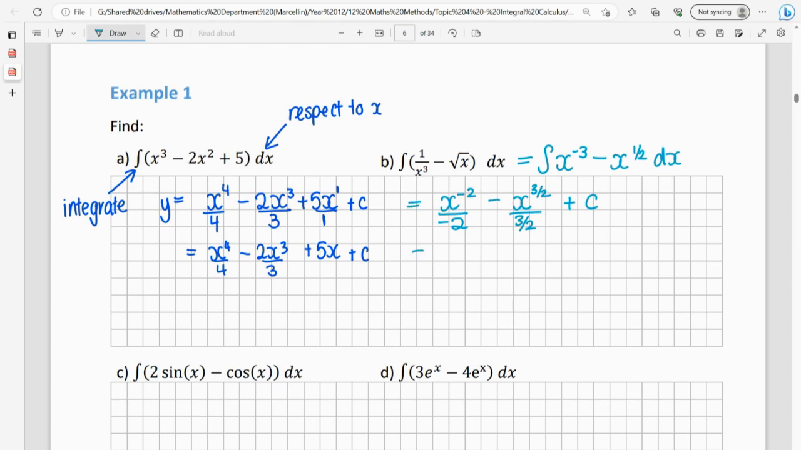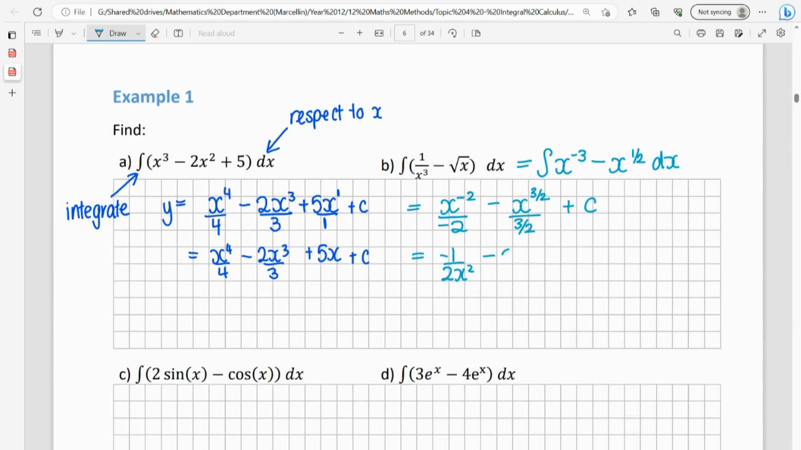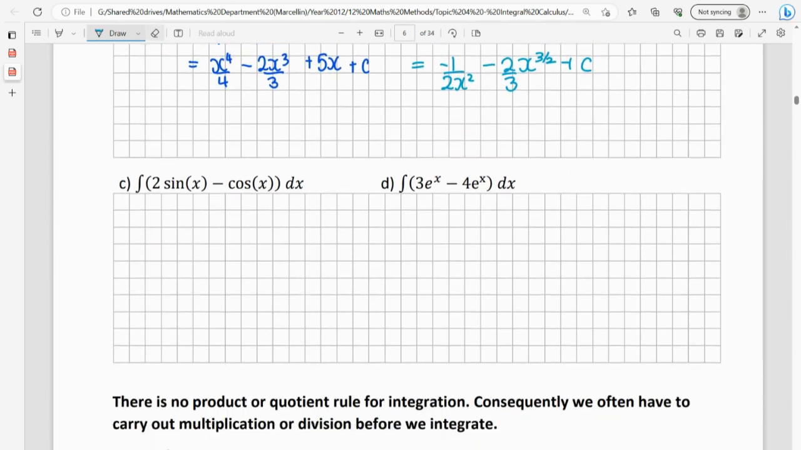We can certainly simplify this to be -1 over 2x squared, take away 2/3 x to the 3 on 2 plus c if you need to go on and use it. Let's do the next one.